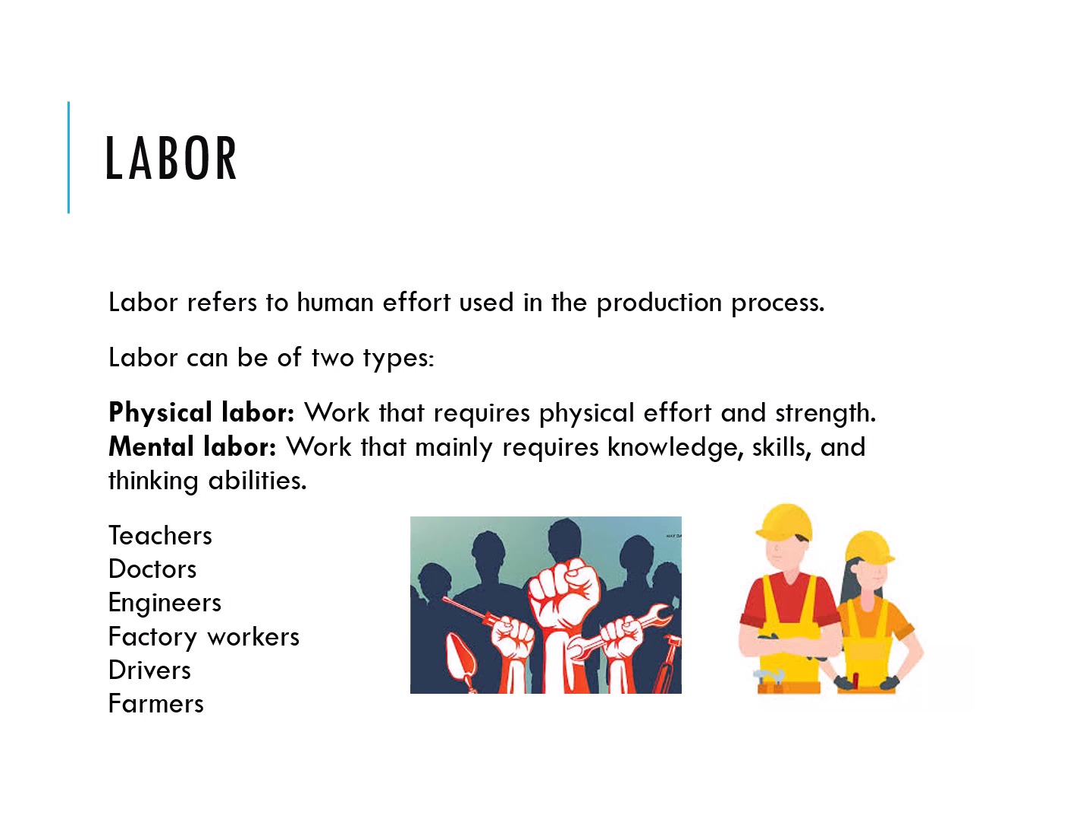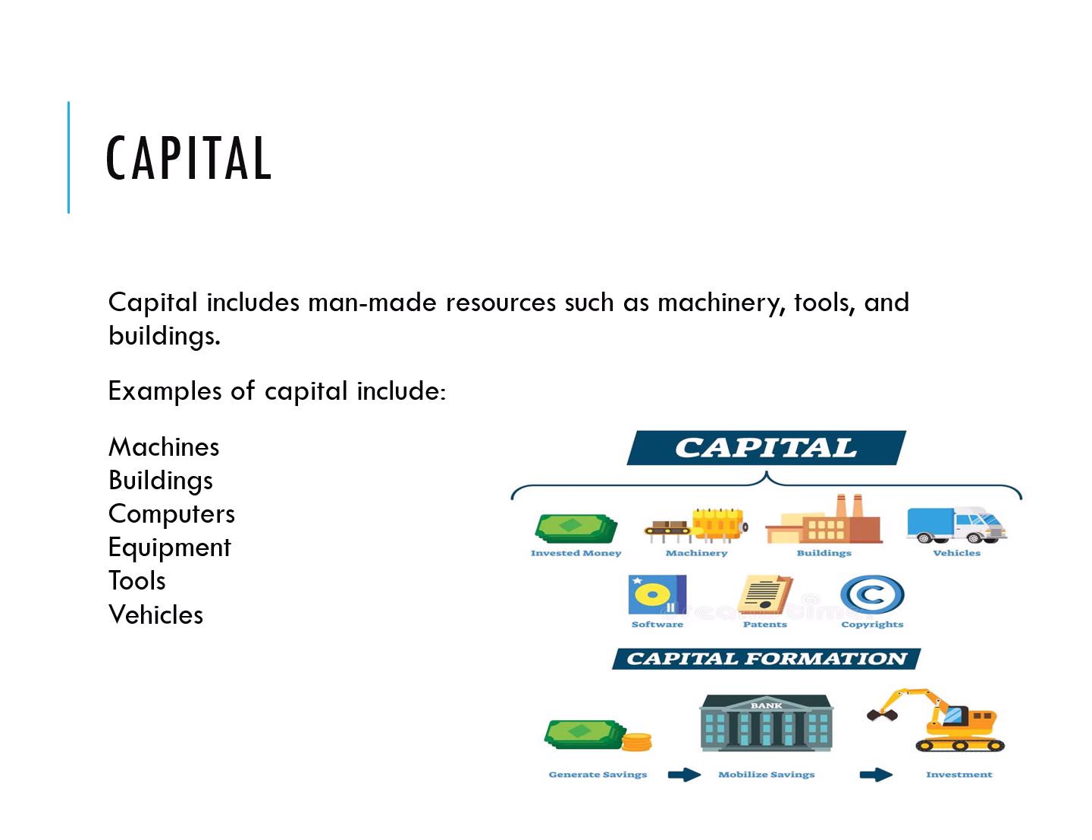The next one is the third factor of production. Capital means man-made resources used in the production process. These are the resources created by humans to make production easier, faster, and more efficient. For example, machines, tools, buildings, computer equipment. Capital plays a very important role because it increases production efficiency.